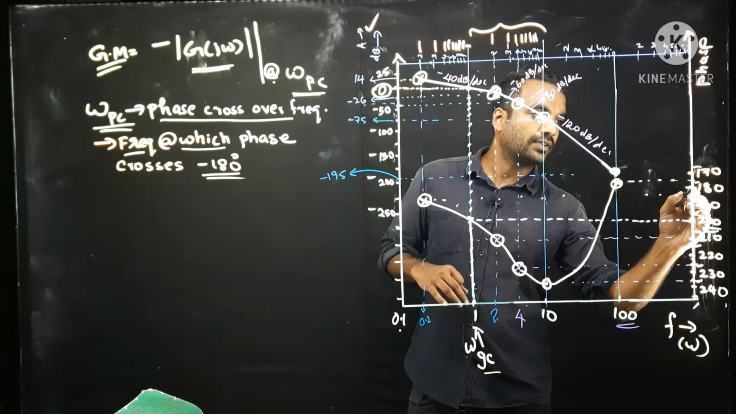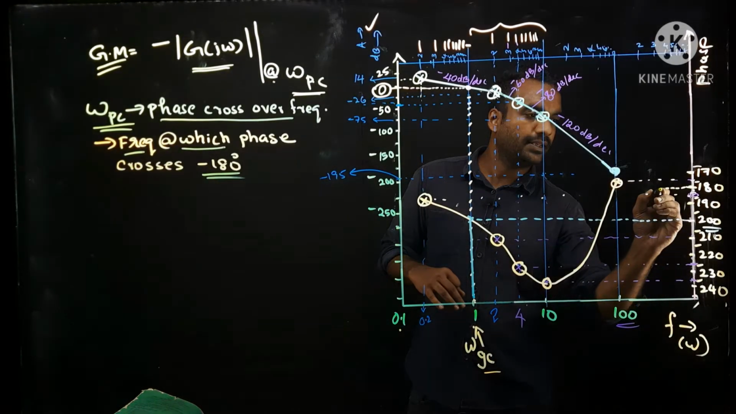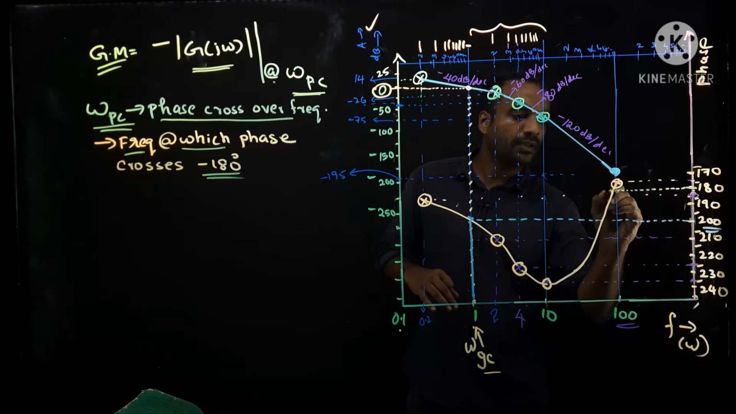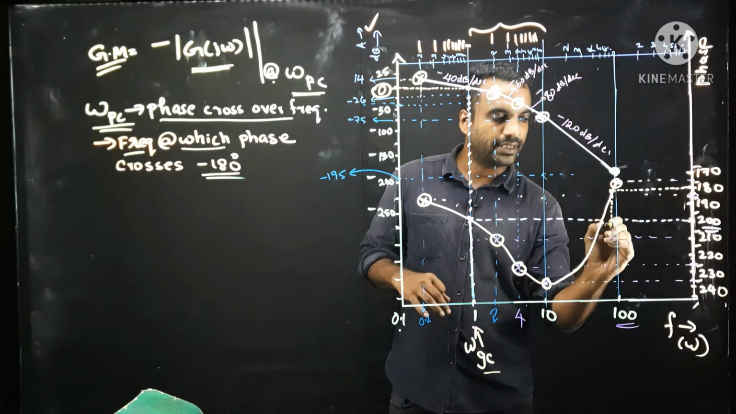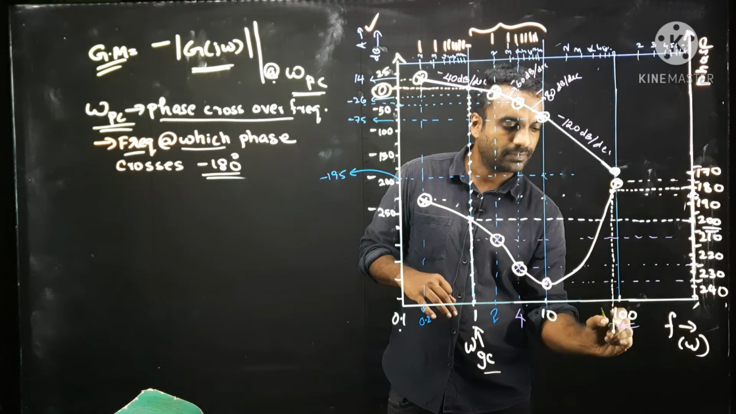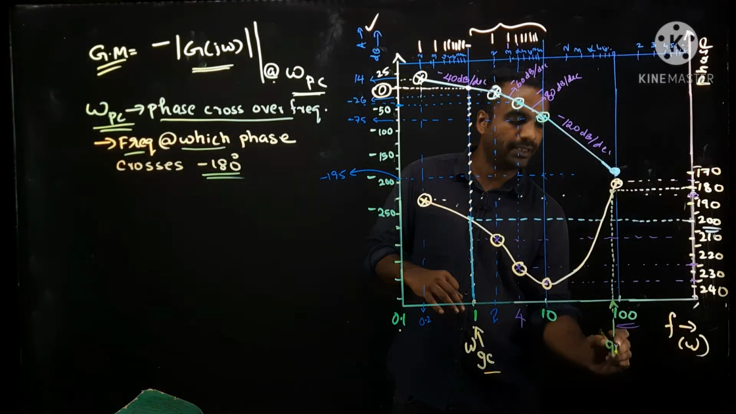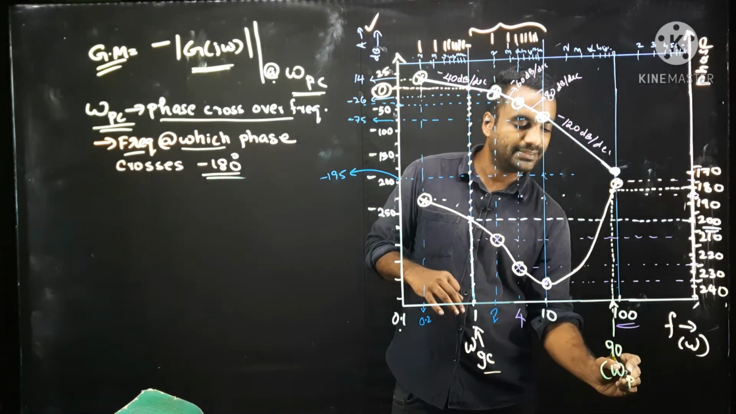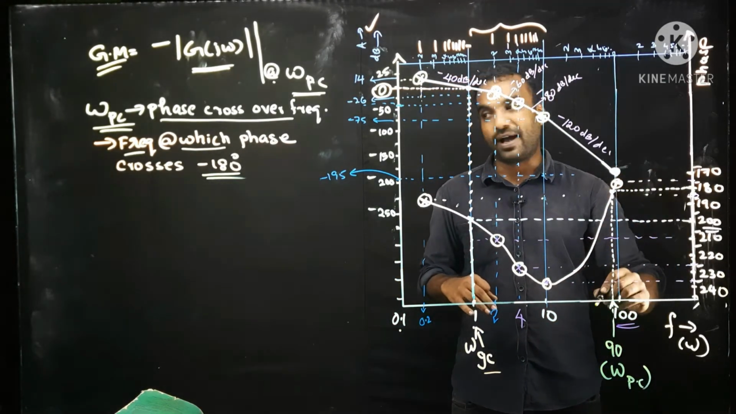Okay, this is minus 180, minus 170, minus 190 like that. So minus 180 degree is extended back to our phase plot. It will touch here, and this point is taken back to the frequency axis. So I will get this point as approximately equal to 90, and this is omega pc, the phase crossover frequency.